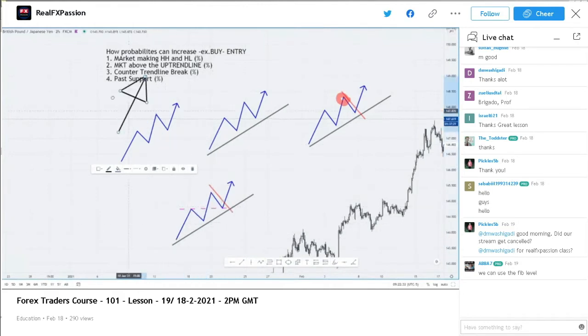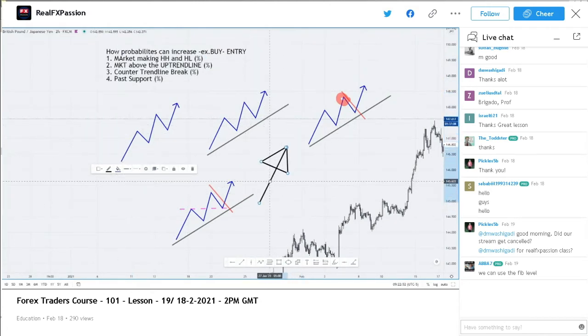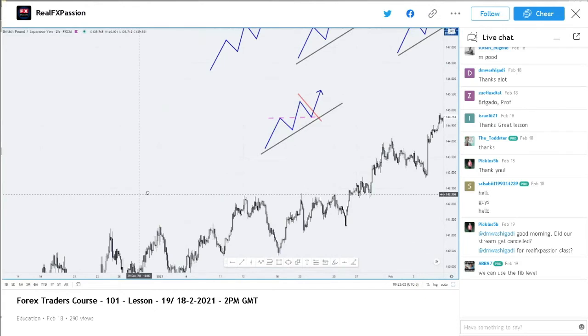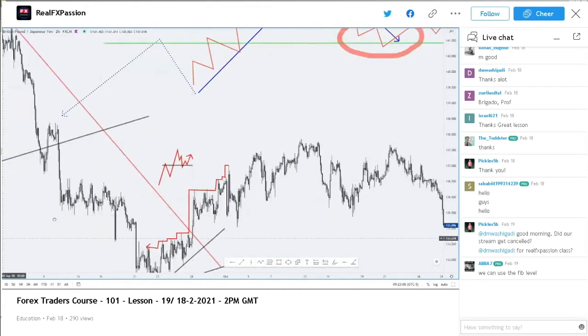So now with the entry, we are going to have the market making higher highs and higher lows, the market above the uptrend line. We are going to use the counter trend line break, and if we can find past support, then we are going to have a greater chance. It's still a probability game, for lack of a better word. And remember from yesterday, the higher time frame support, resistance, and pivot points are more relevant than the smaller time frame.